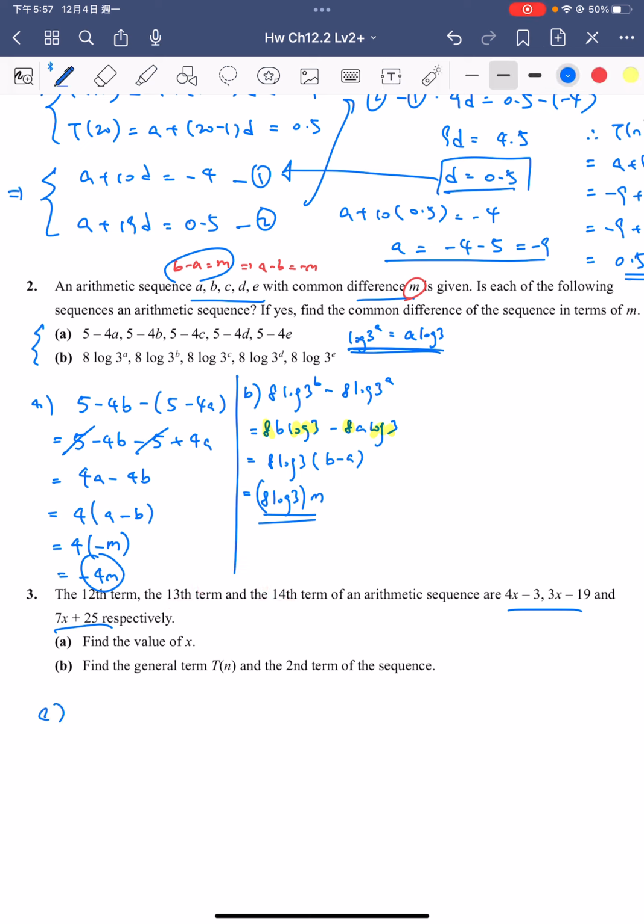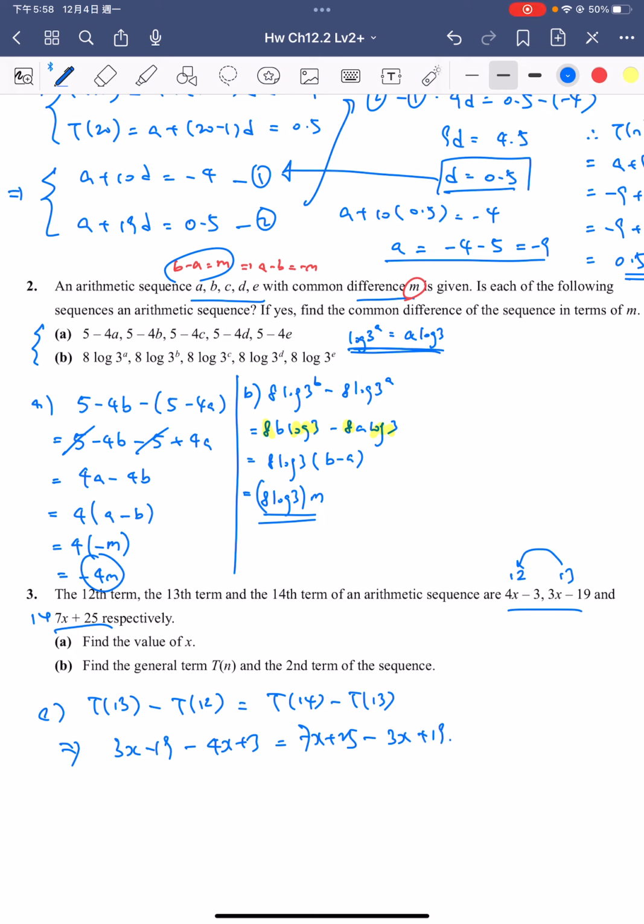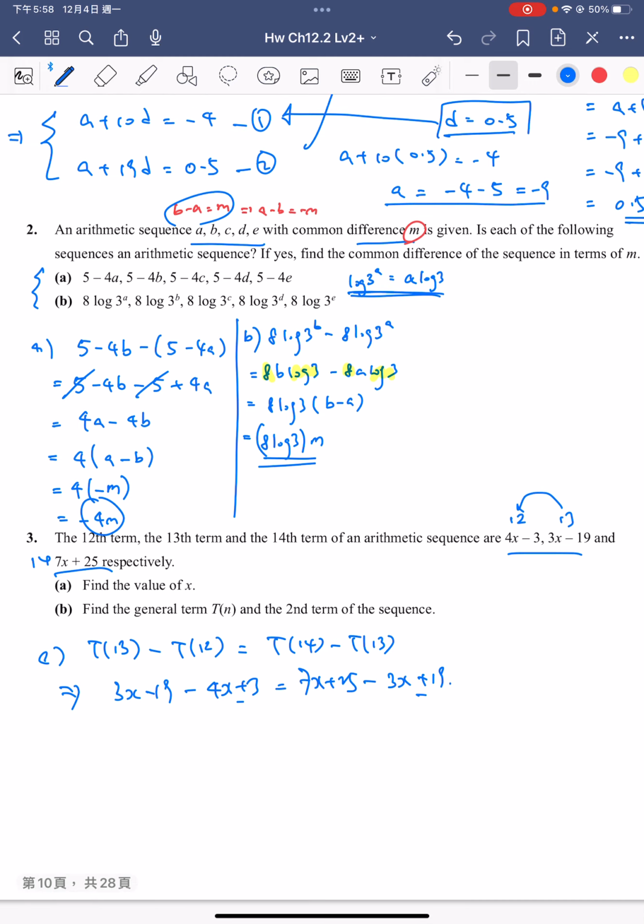Okay, so for part A, we have t13 minus t12 is actually equal to t14 minus t13, isn't it? Then we can use this equation to find it out. So this is our 12th term, this is the 13th, this is the 14th. We're using the 13th minus the 12th. So we're using 3x minus 19 minus 4x plus 3, and this is going to be equal to 7x plus 25 minus the 13th term, which is 3x plus 19. I've already expanded the bracket, so please bear in mind the sign should be changed.